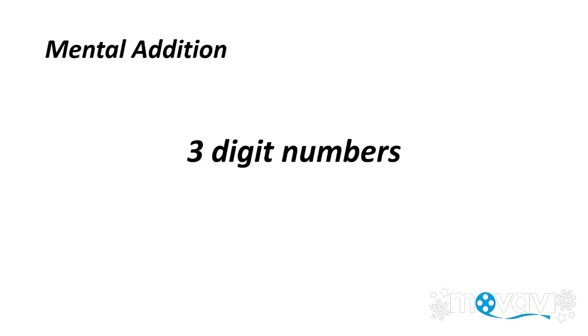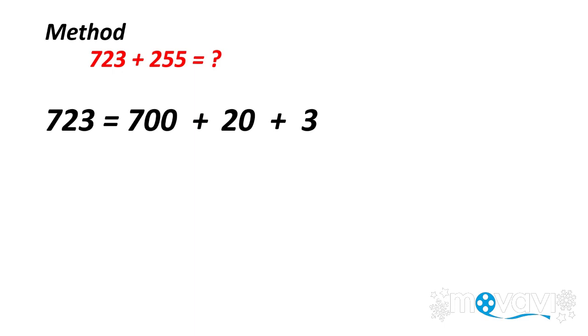Mental addition, three-digit numbers. Method 1. Let's see an example as 723 plus 255. Let's see how we can find this out.